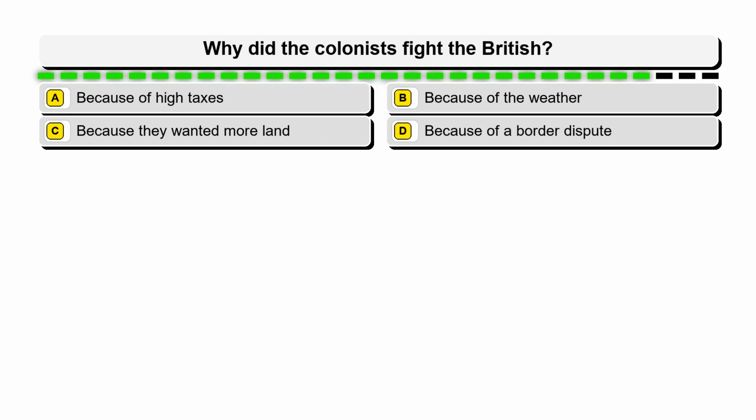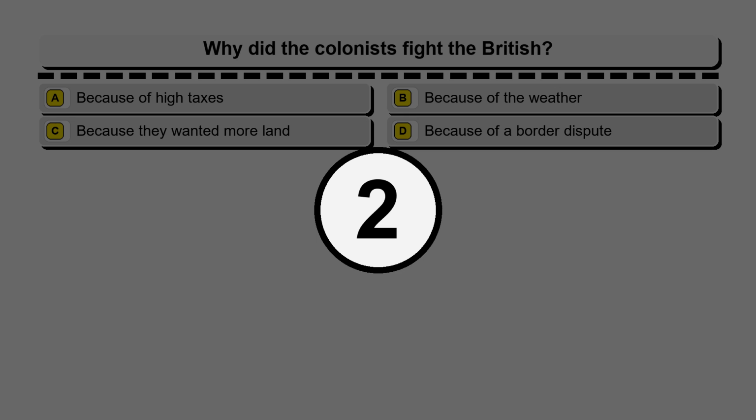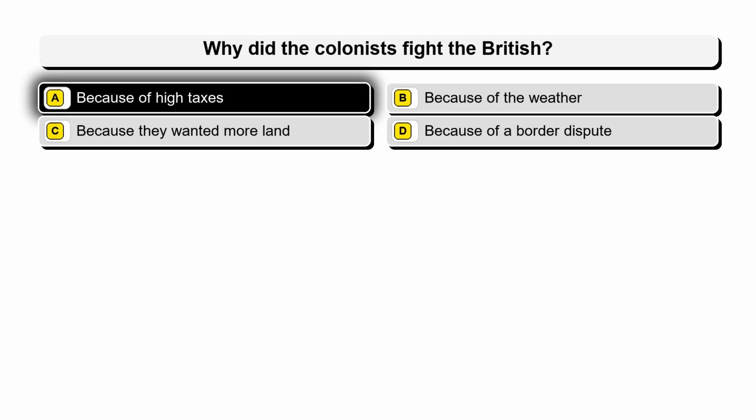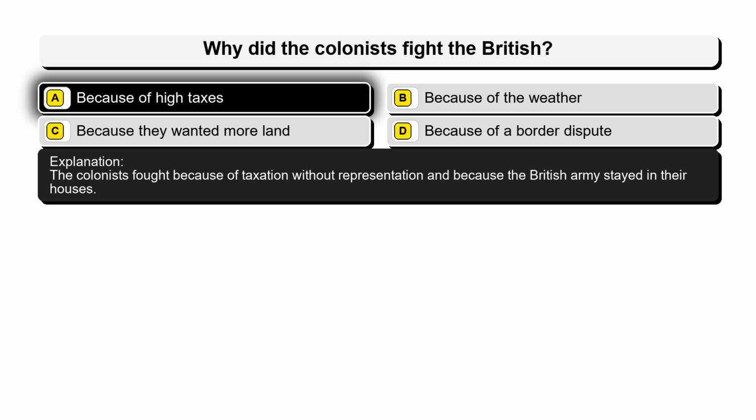Question 148. Why did the colonists fight the British? Option A, because of high taxes. Option B, because of the weather. Option C, because they wanted more land. Option D, because of a border dispute. The correct answer is option A, because of high taxes. The colonists fought because of taxation without representation and because the British Army stayed in their houses.